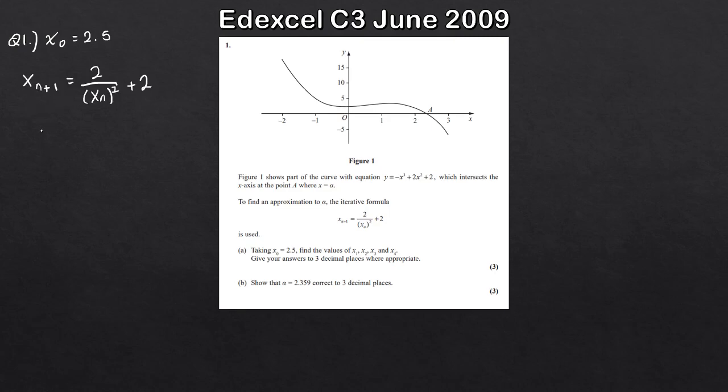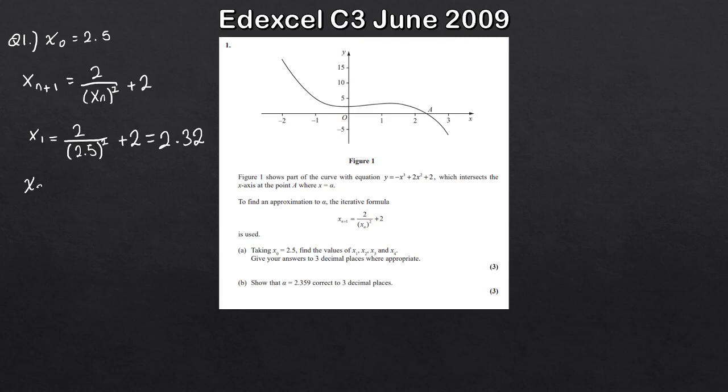So x1 is going to be 2 divided by x0, because this is xn, where n is 0 for this one. This would be x0, which is 2.5. We're going to square that, and then we add 2. Plug this into your calculator, and what you should get for the first one is 2.32. That's literally what we get on the calculator, so we can't give it to 3 decimal places, so we're going to need to do that for the next couple.